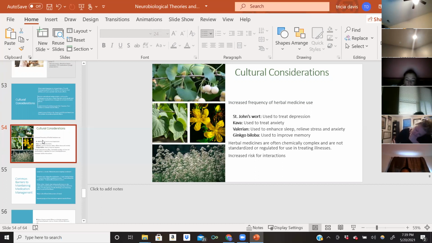So a lot of people will take St. John's wort that has been known to treat depression. Some people take kava that is used for anxiety. Some people use valerian or valerian root. It has been known to help enhance sleep, relieve stress and anxiety. And then ginkgo biloba is used to improve memory. So herbal medications are often chemically complex and are not standardized for regulated use in treating illnesses. And they also are at an increased risk of interactions. So we don't, as providers, ever recommend them taking these.